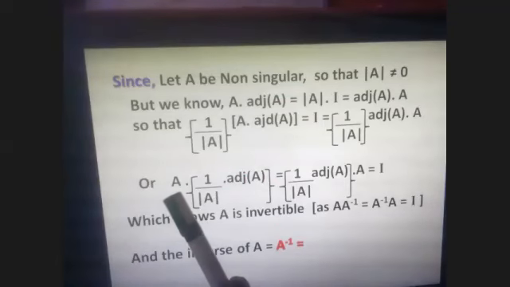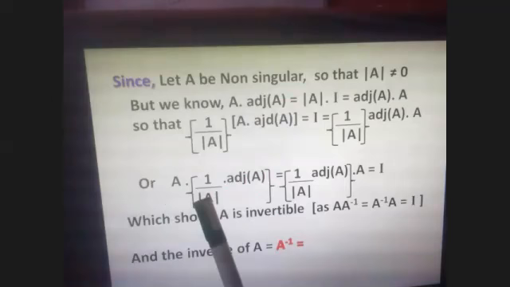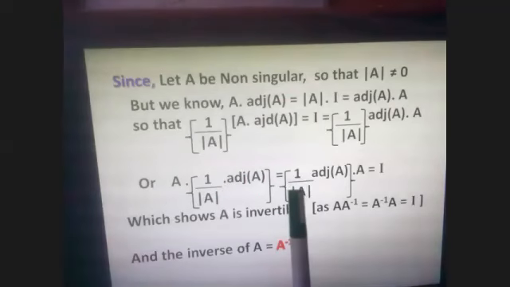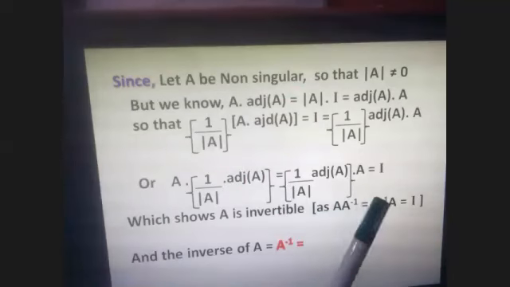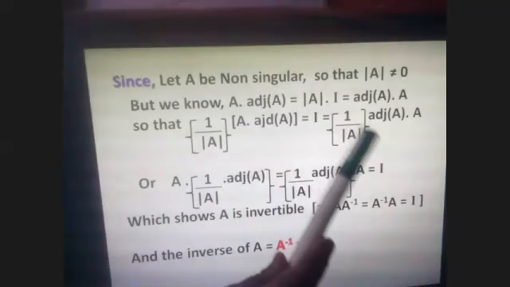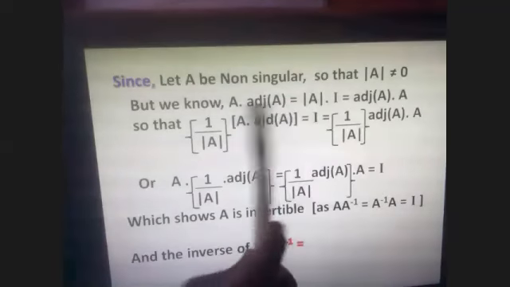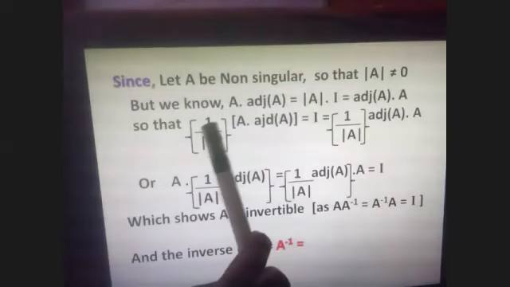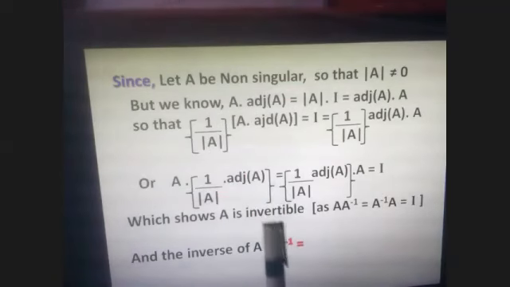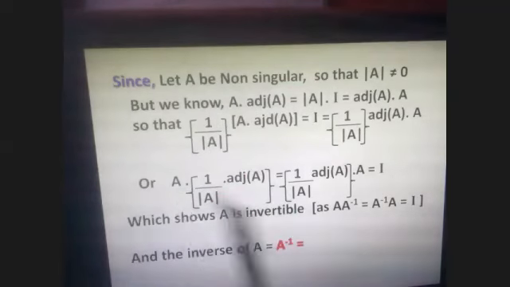Here you have A into 1 by determinant A into adjoint of A equal to 1 by determinant A into adjoint of A into A equal to I. We are getting it from A into adjoint of A equal to adjoint of A into A equal to determinant A into I. I divided all the sides with the determinant of A, and I get an equation like this. From here, can you tell me what is the inverse of A? 1 upon determinant of A into adjoint of A.